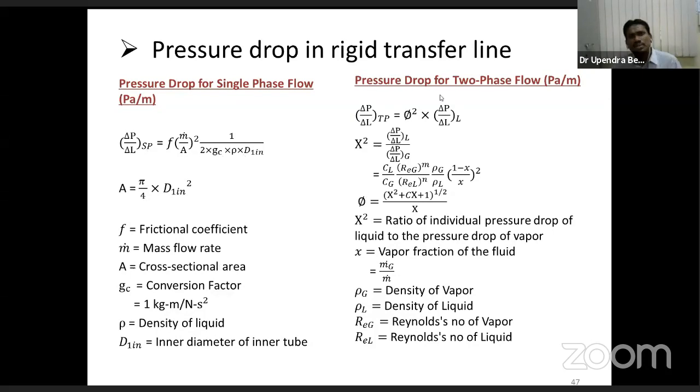Similarly, the pressure drop for two-phase flow is given by the Lockhart-Martinelli correlation, and this is the equation: delta P by delta L for two-phase flow is given by phi multiplied by delta P by delta L over the total length. Okay, so where phi is the Lockhart-Martinelli parameter, and that can be calculated from this equation, what is given here.